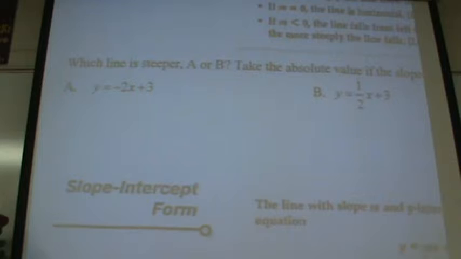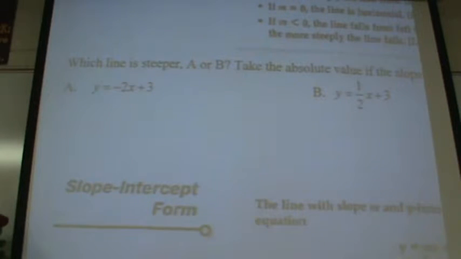All right, look at these two lines. Does anyone recall what form, and I already heard the word, slope-intercept form. What does slope-intercept form mean? You guys say it.